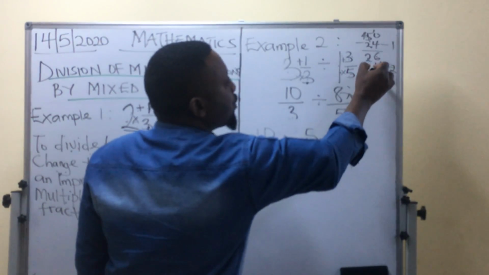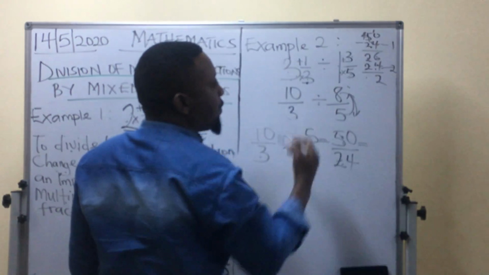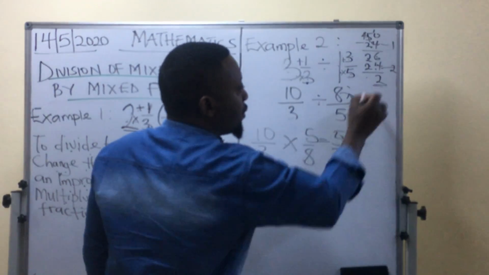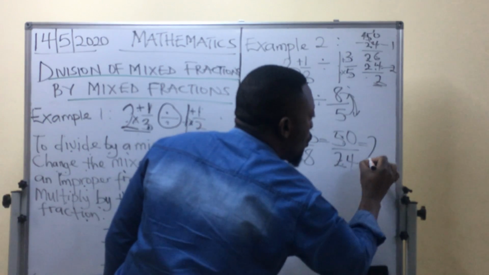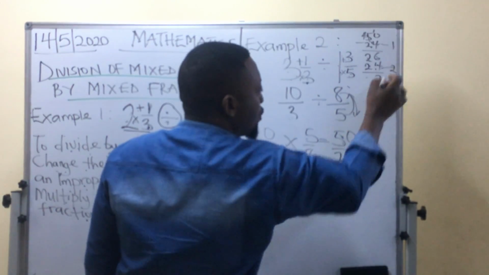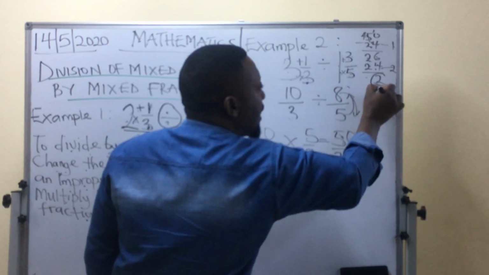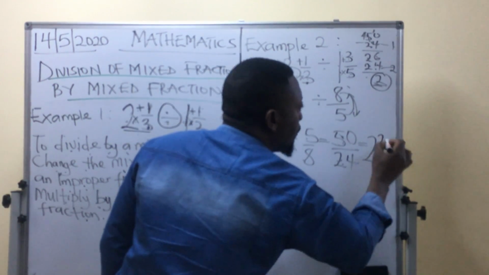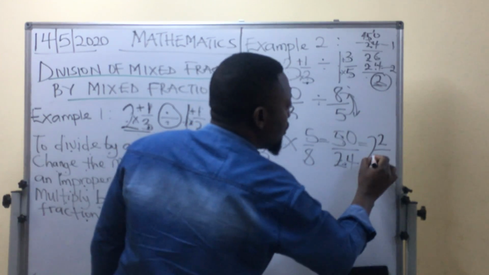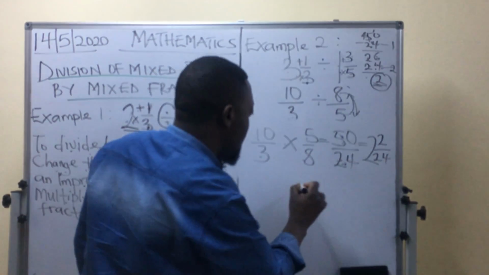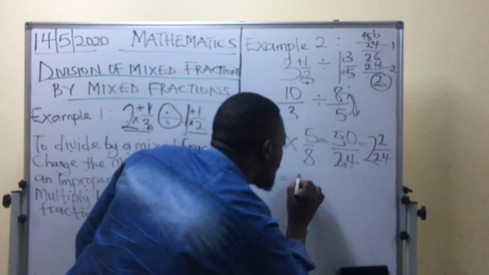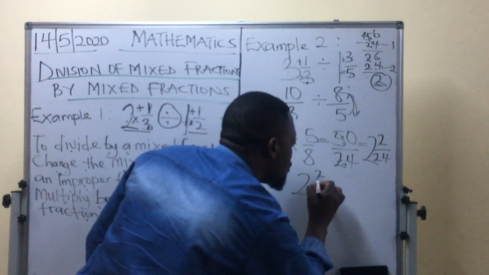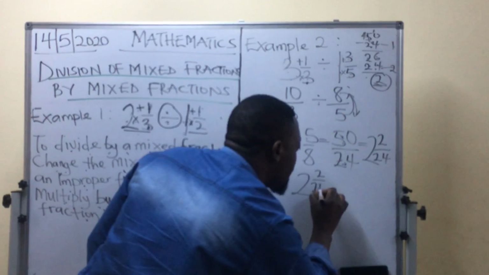That means we are going to see 24 twice in 50. Remaining 2. This is the remainder. So the whole number is 2, that is 1, 2. That will be the whole number. Then this remainder, this 2, will now be 2 all over 24. You see? Now here we have 2 whole number 2 over 24.